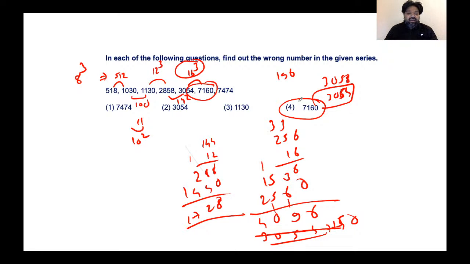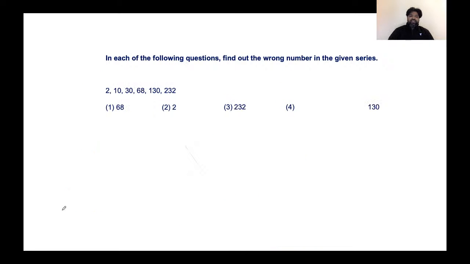What was the series like? Plus 8 cube, plus 8 cube, plus 10 square, plus 12 cube, plus 14 square, and so on. That's the series, guys. ठीक है, चलिए नेक्स्ट. रॉन्ग नंबर बताइए सीरीज में.